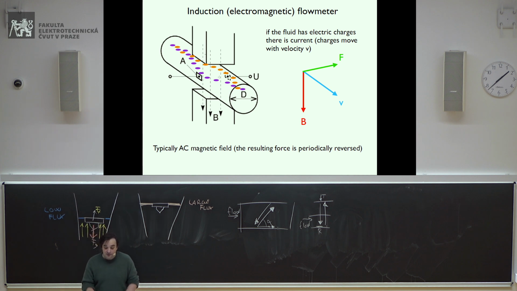Okay, so that is the reason why at the end of the day I find a voltage at these two terminals, which is giving me information about the velocity of this stream. Okay.